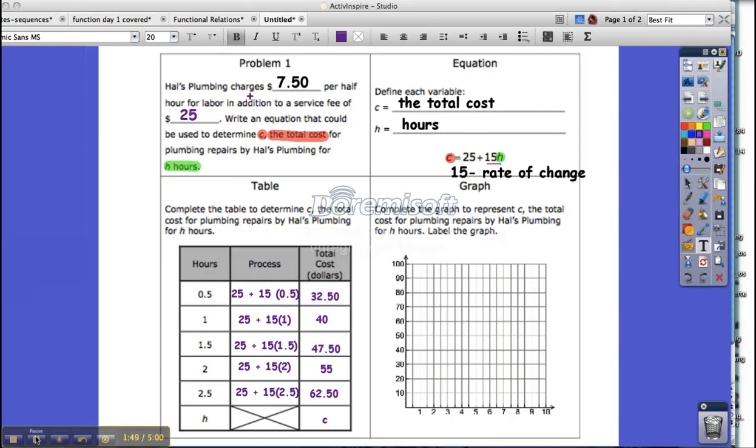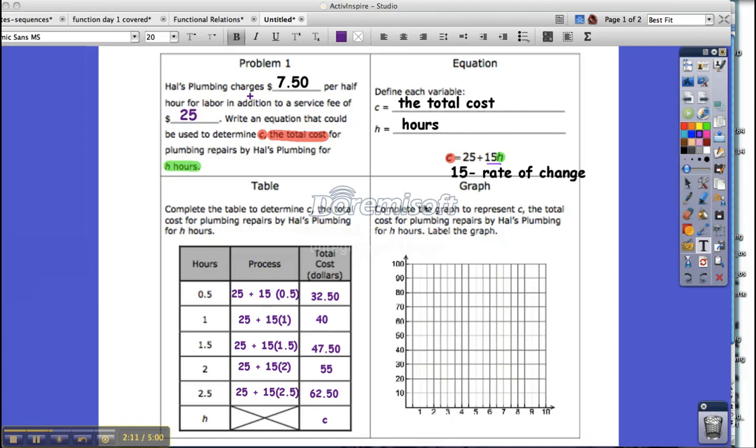So if you unpause the video now, you should see that your table should be filled out like this. If any of these are not correct, if you have them wrong, then go ahead and try to rework it and see if you can check your mistake and see what you did wrong. So go ahead and check all of that right now. You can pause the video and redo the ones you need to, and then we're going to move on to the graph.